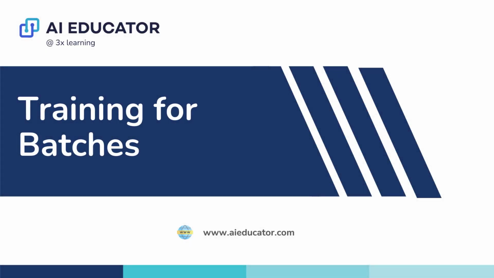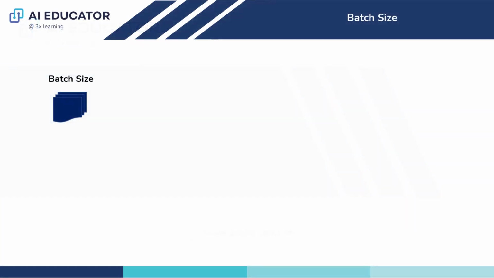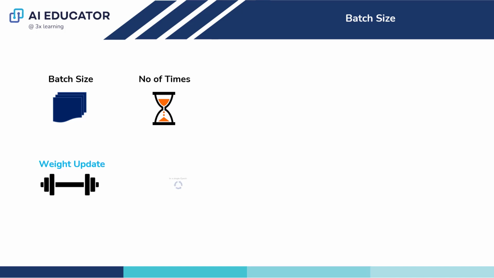In this video, let us discuss training for batches. First, let us understand what batch size is. Batch size decides the number of times the weights should update in a single epoch or iteration. Let us understand this with a small example.